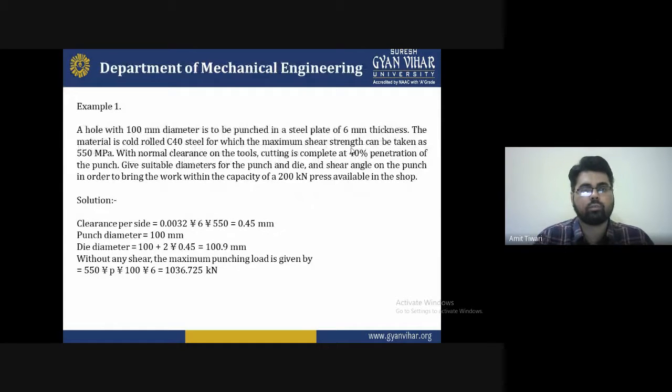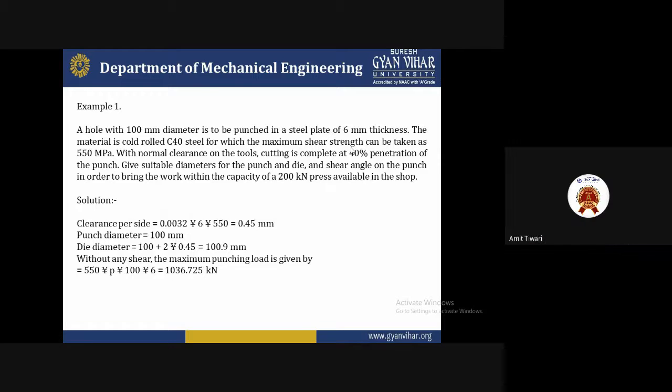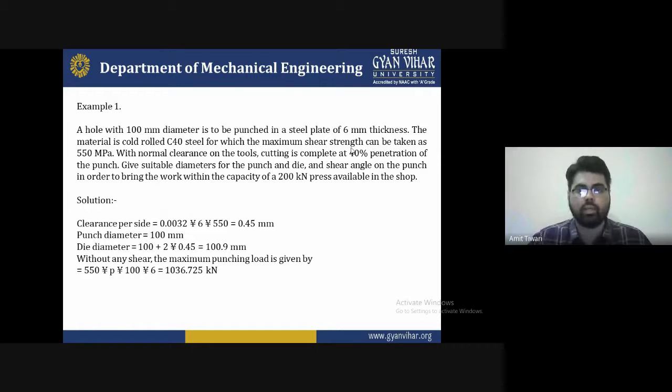Now, first of all, I am discussing some numerical portion based on sheet metal operation. Example number one: a hole with 100 mm diameter is to be punched in a steel plate. The diameter of the hole is given as 100 mm, and the thickness of the steel plate is 6 mm.